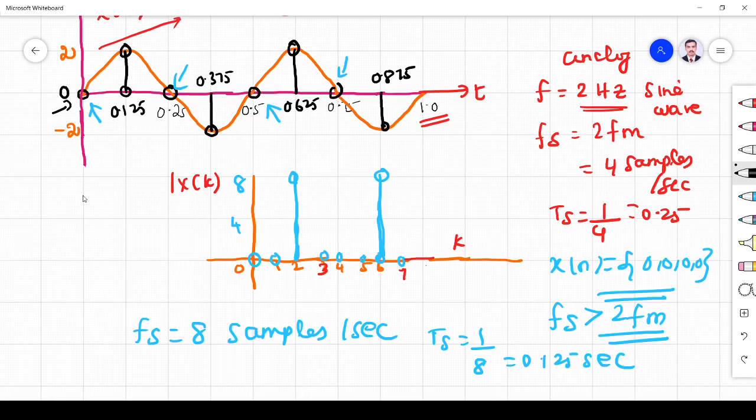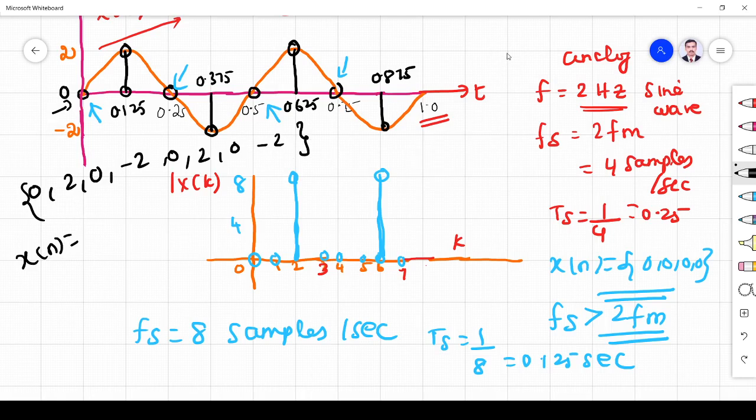Now what is my x of n? When n is 0, it is 0. When n is equal to 1, it is 2. When n is equal to 2, it is 0. Let me write it: when n is 0, the first sample is 0, then 2, 0, again minus 2, then 0, again plus 2, then 0, again minus 2. This is my x of n.